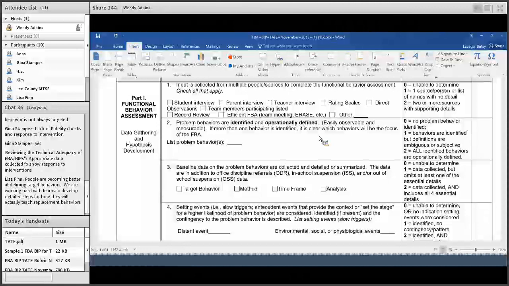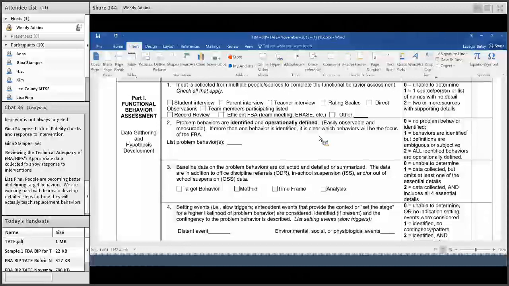Believe it or not, it changes sometimes, and there's no explanation. Usually most forms have something like the target behavior of concern. You don't see anything explaining how the behavior of concern that got started on this part then changed into this on the hypothesis. So you want to make sure those are the same.